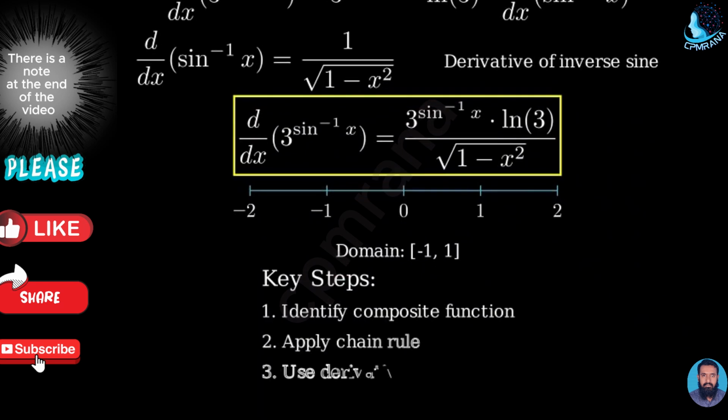And that completes our solution. Remember the key steps. Identify the composite function, apply the chain rule, and recall the derivative of inverse sine.